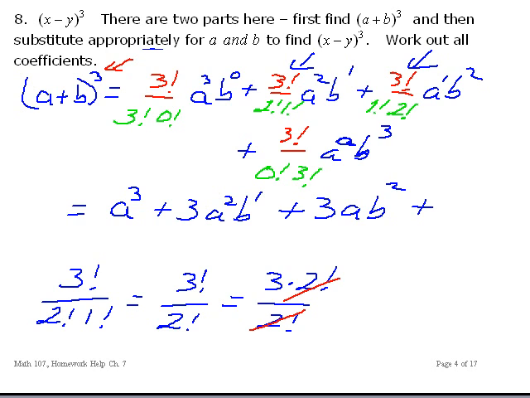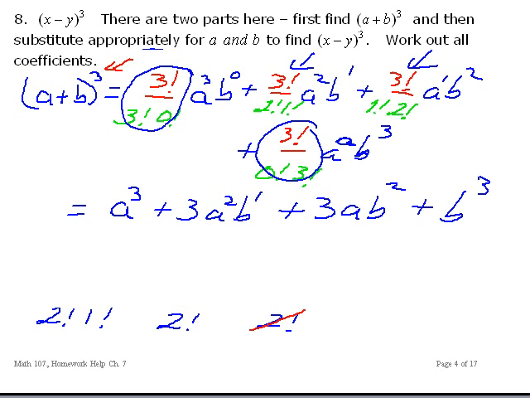Last term, this is the same as the first term. You know its value is 1. A to the 0 is also 1, so b cubed. And that's the answer there. Right, now I need some room, so I'm going to rewrite this a little bit.